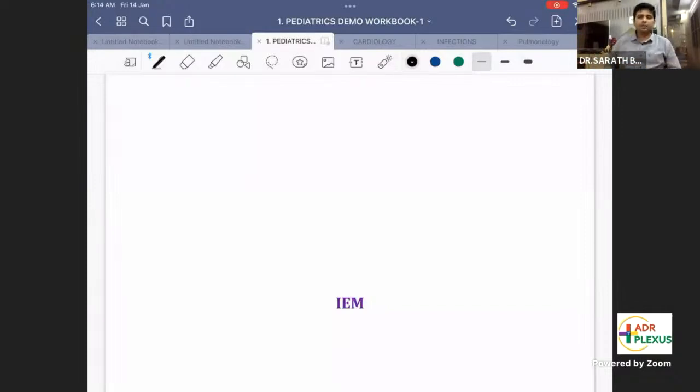The first topic today, we are going to discuss a small introductory session on inborn errors of metabolism. As far as any inborn errors of metabolism, you must be remembering that we need carbohydrate, we need fat, we need proteins, everything to supply energy demand for our day-to-day routine activities.